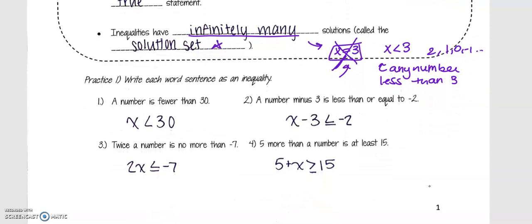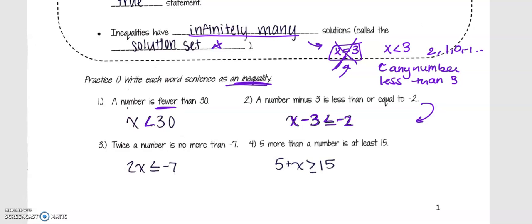So this first example is just practice writing inequalities. So it says a number is fewer than 30. Fewer means less than. So I've got x is less than 30. Here it says a number minus 3 is less than or equal to -2. So I just have a number, x, minus 3, so I subtract 3 from it, is less than or equal to -2. It's really important we can take these words and turn them into an inequality.